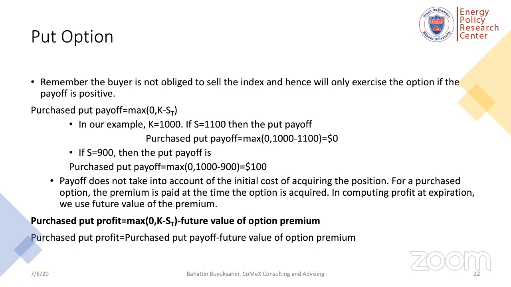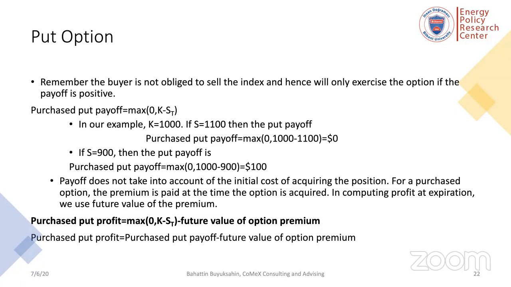If on the other hand, the spot price at the expiration turns out to be 900, then the put payoff is going to be, of course, 100. It is the maximum of 0 and the difference between strike price and the spot price, which is 100. Of course, in this case, you are exercising your right to sell. And here again, like the call option, in the calculation of payoff, we are not taking into account the initial cost of acquiring the position.